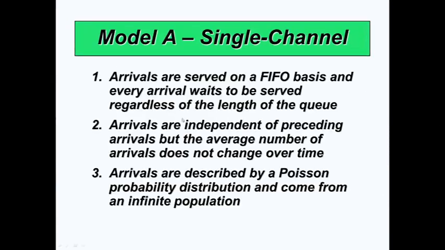The repetitive stuff here. Arrivals are served on a FIFO basis, and every arrival waits to be served regardless of the length of the queue, so there is no balking and reneging. Arrivals are independent of preceding arrivals, but the average number of arrivals does not change over time. That is the whole definition of the IIDs. Arrivals are described by a Poisson probability distribution and come from an infinite population.